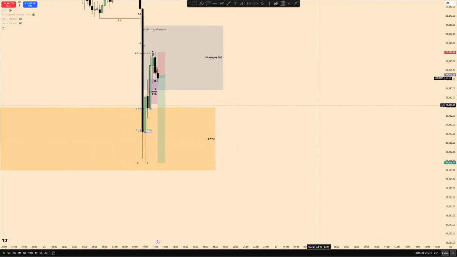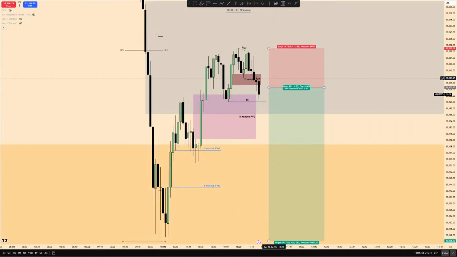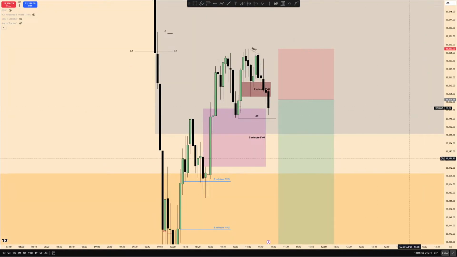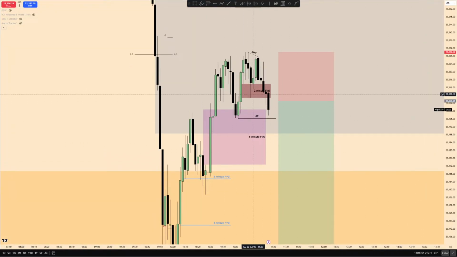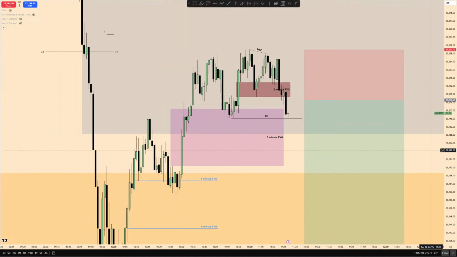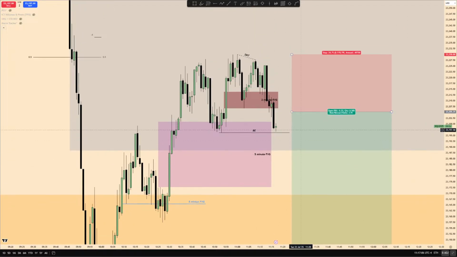Okay, we're getting this move away from the hourly imbalance here, off of the internal SMT we formed. The 2 minute doesn't get inversed for another minute, I should say. The 1 minute did get closed below right there. But now look at my break even. If I'm taking this trade, where am I going to break even? Well, 1 point away.